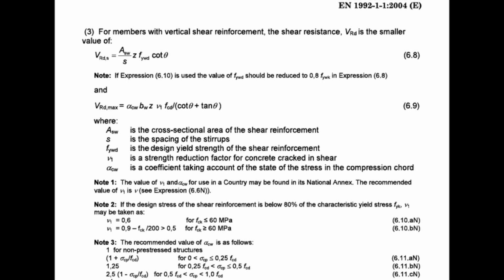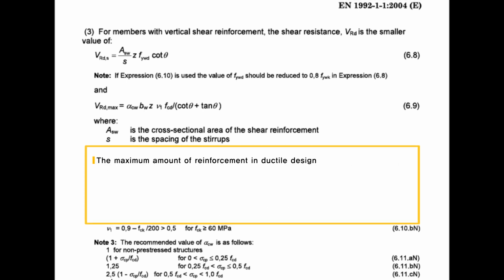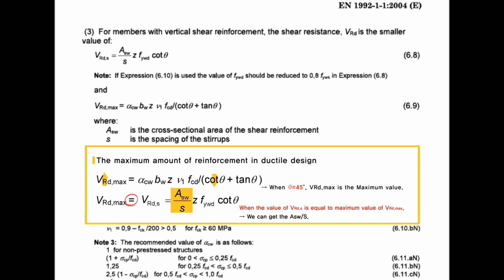Similar to inducing ductile design by maximizing the reinforcement ratio for moment design, we can calculate the maximum amount of stirrup. For VRD max, we can see that it is relative to the inverse of cotangent theta plus tangent theta. So in order for this to be the maximum value, the theta needs to be 45 degrees. And if we substitute 45 degrees to theta in equation 6.8, setting the values for VRDS same as VRD max, we can calculate the ASW over S, which is the maximum reinforcement.